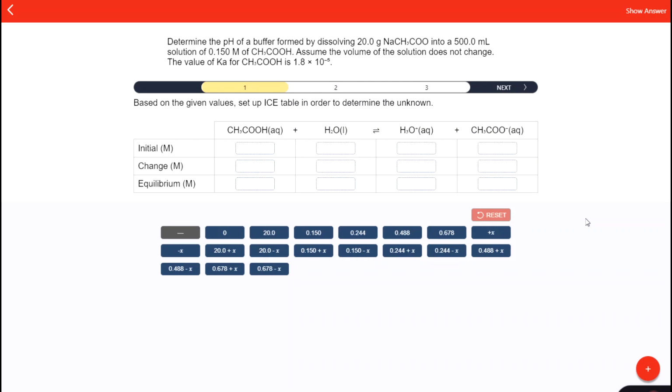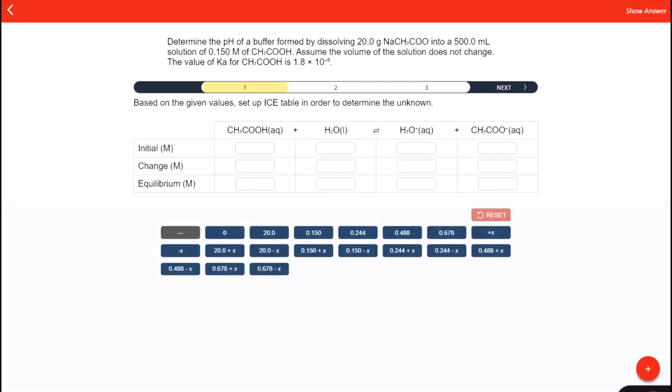All right, let's take a look at one of these buffer ICE tables. Now this problem introduces a couple extra steps that we're building off of previous terms. First thing is we have to convert our salt, or our conjugate base, NaCH3COO, sodium acetate, into moles and then into molarity.